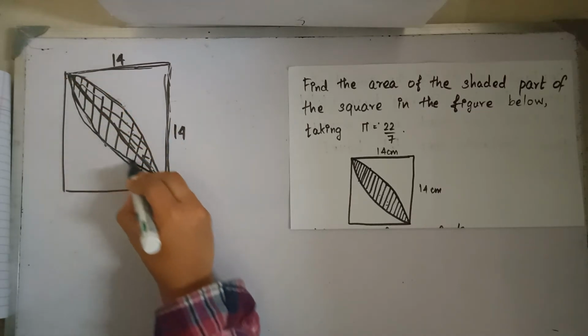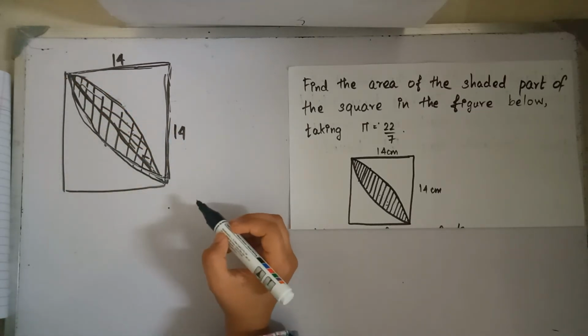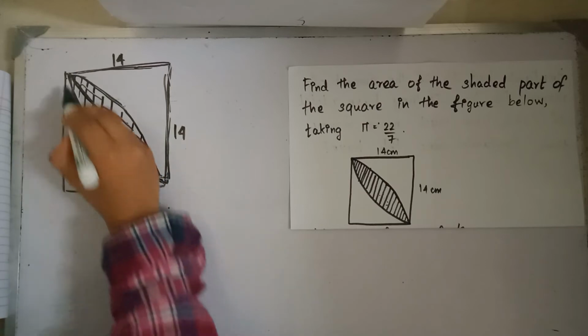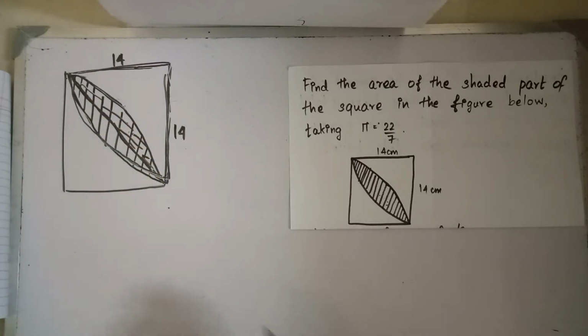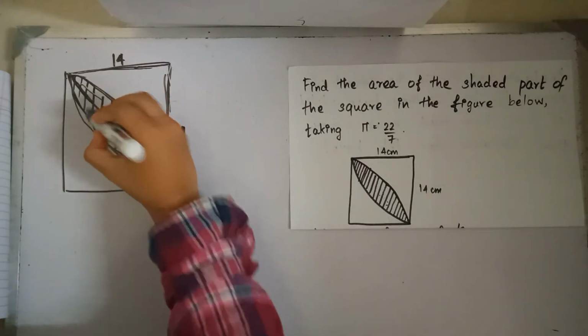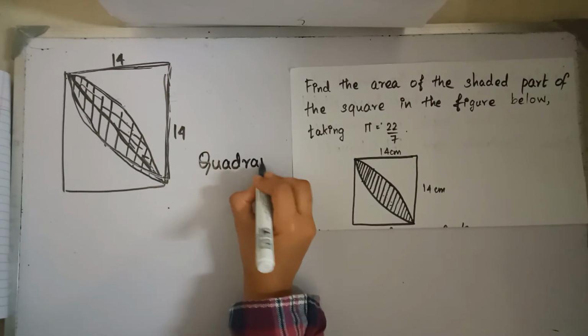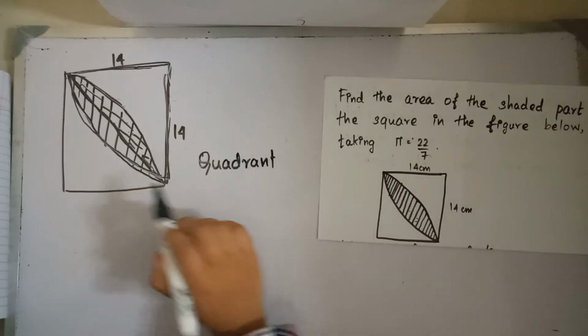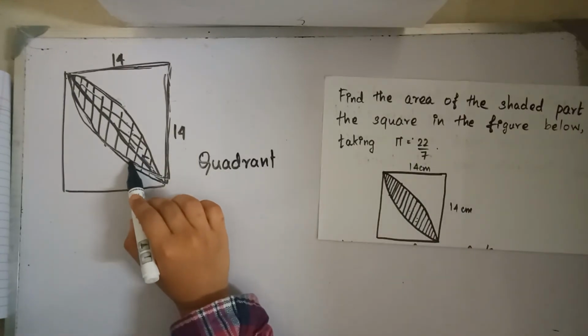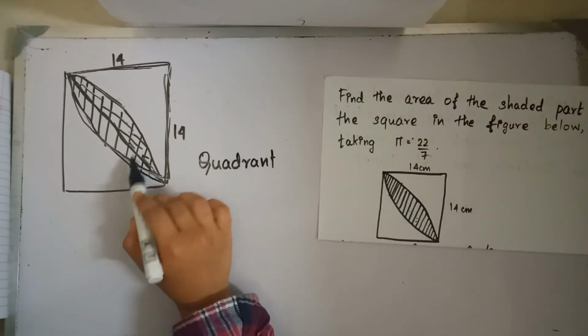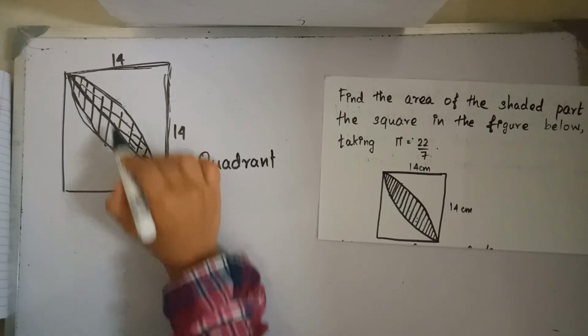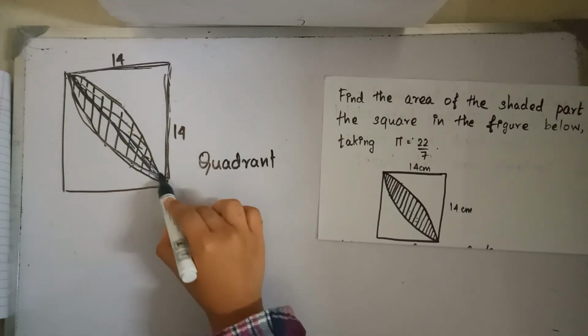Does this outline remind you of any figure? This outline is actually a quadrant. So this is a quadrant. A quadrant is 1/4 of a circle. Okay, we have a quadrant now. How do we proceed from here? This is a quadrant and this is a triangle.